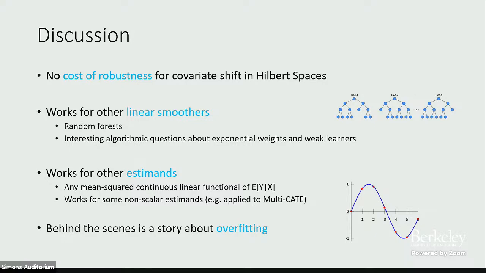Anyway, there's no cost of robustness for covariate shift, at least in this sort of Hilbert space type setting. This works for other linear smoothers as well. So random forests technically are not literally ridge regression because of this adaptivity of the basis. But there is this really lovely paper that proved that the weights for the linear smoother version of random forests also converge at a pretty fast rate to dQ/dP under conditions.